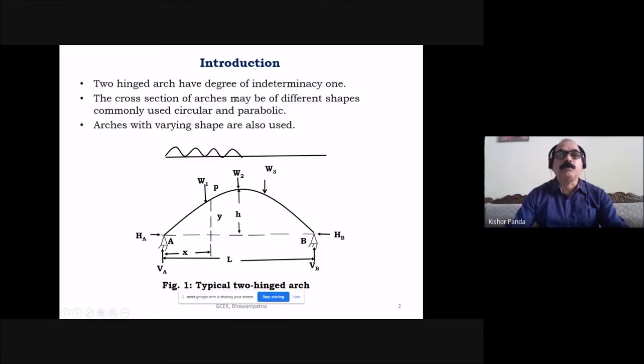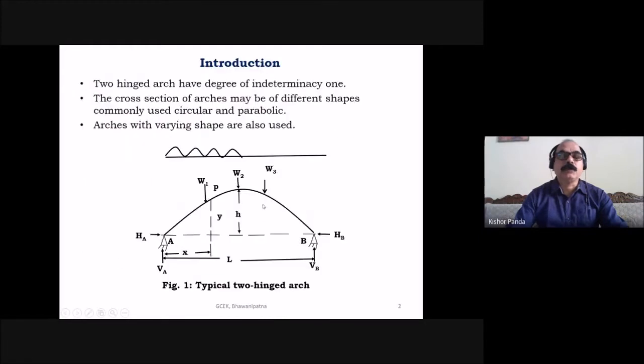The cross section of an arch may be of different shapes, commonly circular and parabolic. Arches with varying shape are also used.